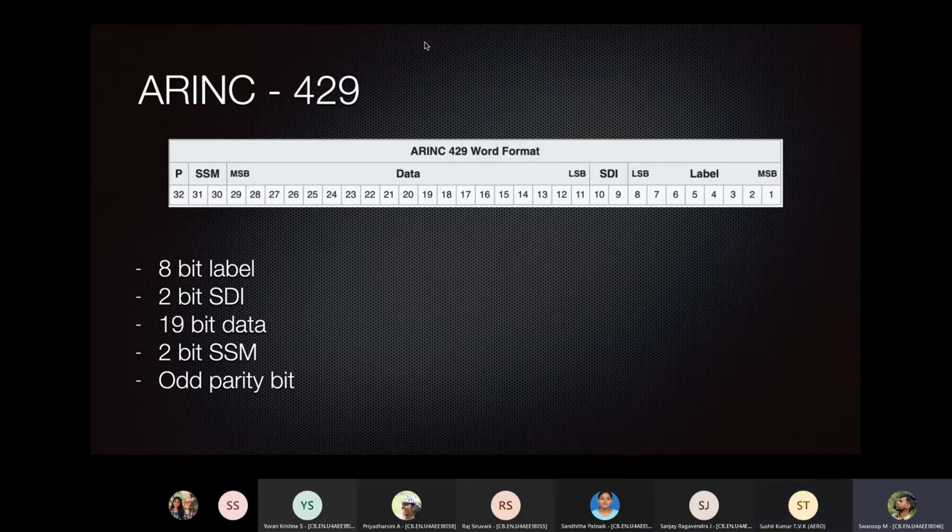SDI stands for source destination identifier. So the 2-bit SDI says where this data is coming from and where it is going, that is, where the source is and where the destination is. The next is the data, which is the main part. Whatever information we are sending is in the data part. SSM stands for sign status matrix. It gives information on the data, like whether it is positive or negative, or it even specifies the status of the data. And P is the parity bit, as we know what we use the parity bit for.